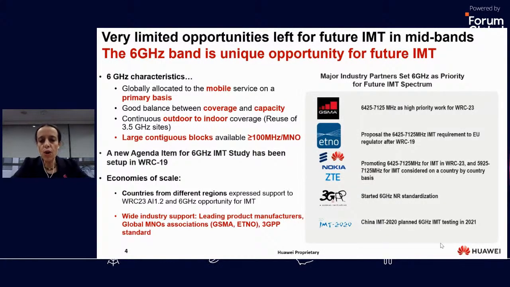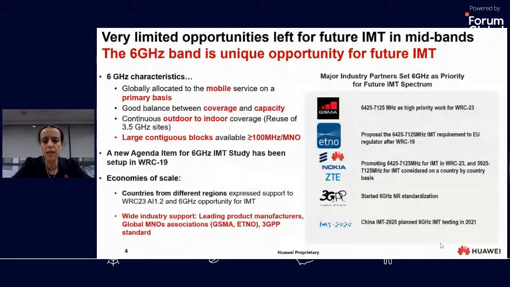So when we look at midbands, we see that we have very limited opportunities left for future IMT. We have seen the list presented by Alexander earlier, and what we see is that 6 gigahertz is really a unique opportunity for future IMT.